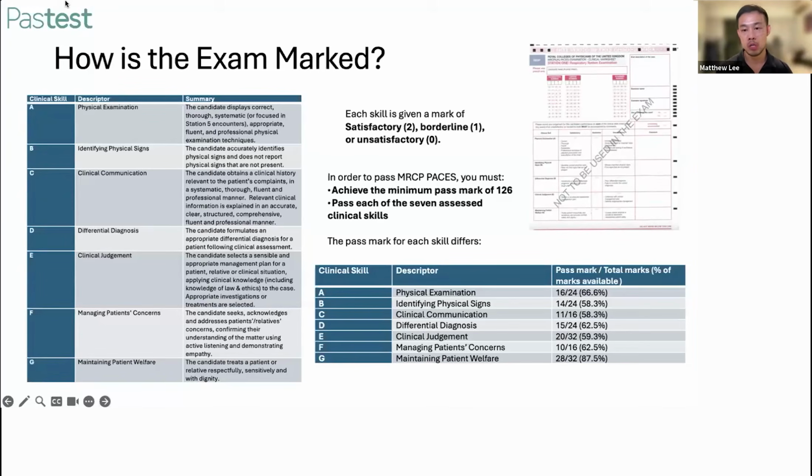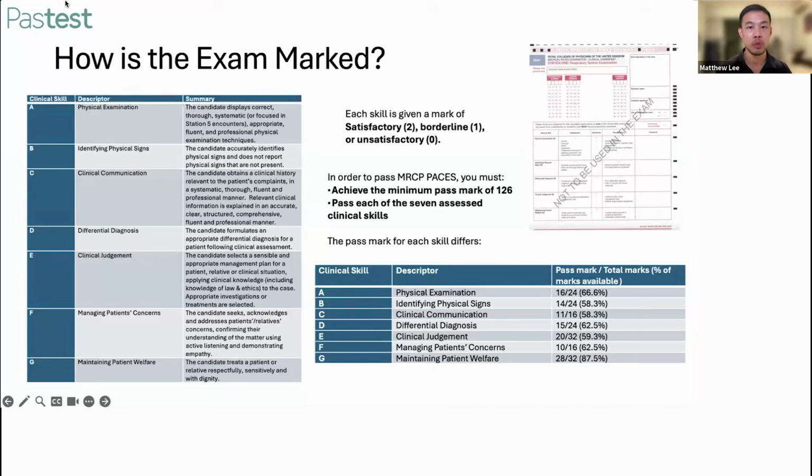The marks are all marked out of 2. So for every examiner, and there are 2 examiners per station, you'll either be given a mark of 0, which is unsatisfactory, a 1, which is borderline, where you've gotten some stuff right, but not all of it, and satisfactory, which is 2, which is essentially that you've met the required benchmark.